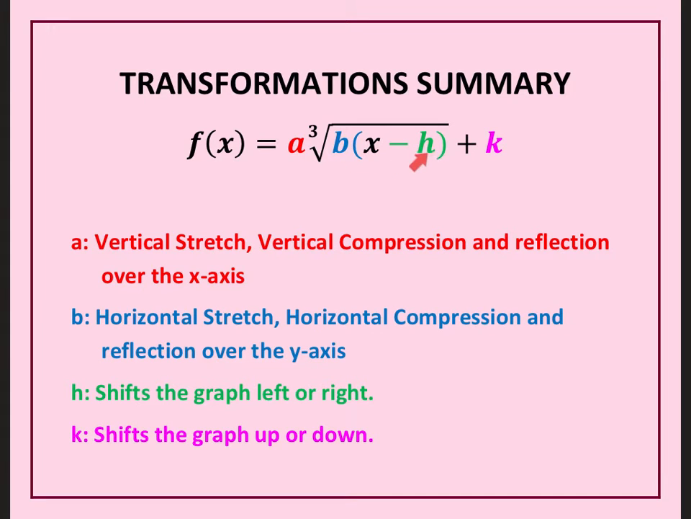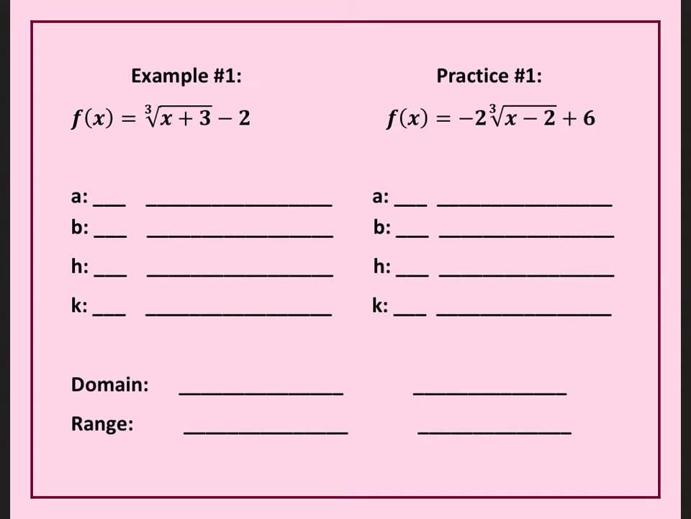h will shift the graph left and right, but it's always going to be the opposite sign of what you see since it has a negative in the equation. So whatever you see here, you have to change the sign. And k is going to make your graph go up or down, so it's a vertical translation up or vertical translation down, or we can also say the word shifted up and down. So I'm going to do example 1, and then you'll try practice 1 on your own.